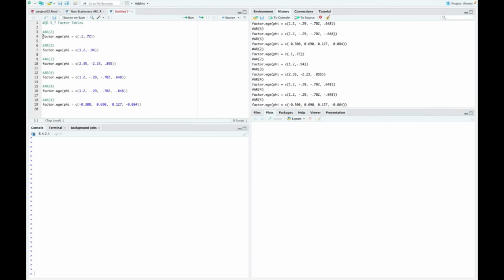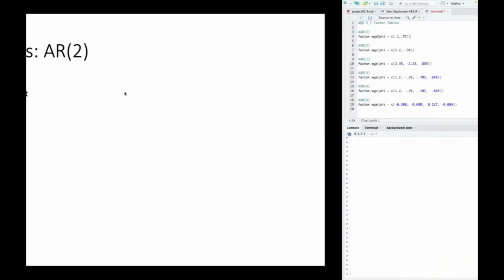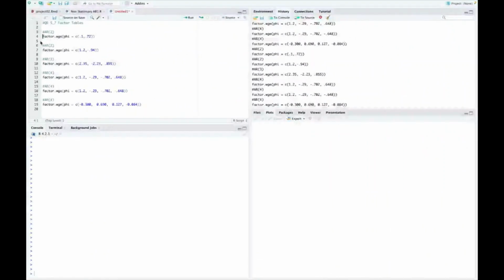So the function we're going to use is factor.wge. And in there, one of the arguments is phi, and you can give it as many phis as you want. This is how we define the AR2. Notice it's got positive phi1 of 0.1 and positive phi2 of 0.72. And that is what we see here, right? That's the way we've parameterized it here. That's a positive 0.1 phi1 and a positive 0.72 phi2. And so that's how we input it here into the model.